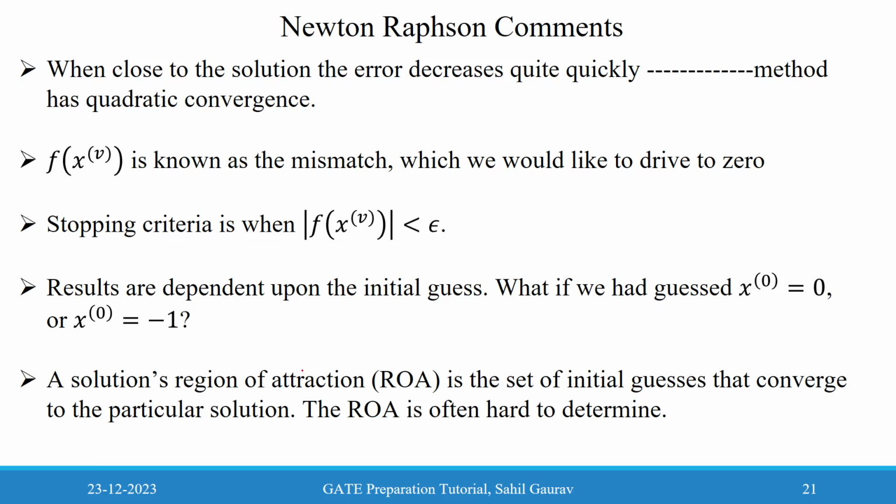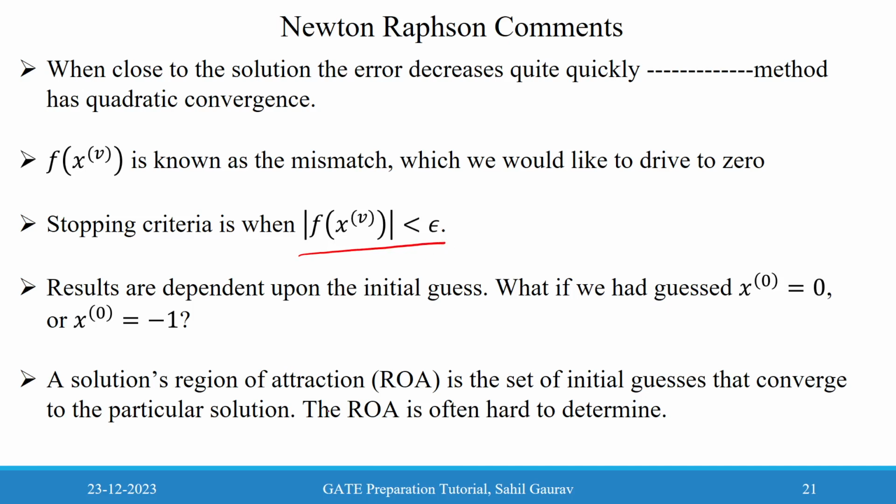The general point about Newton-Raphson is that when you are close to the solution, the error decreases quite quickly. So this method has quadratic convergence. f(xv) is known as the mismatch, which we would like to drive to zero. The stopping criterion is that you have to consider an epsilon value; if the error is below that epsilon value, then we stop at that point.